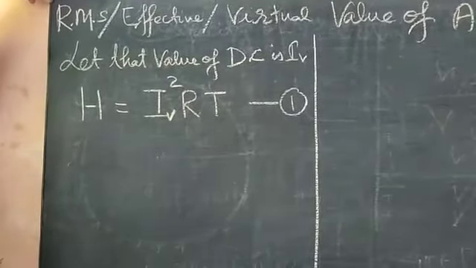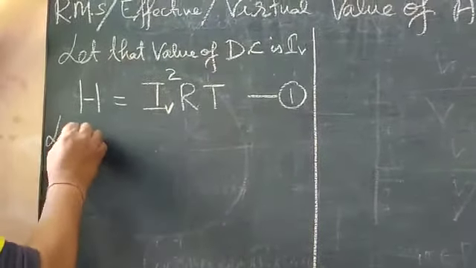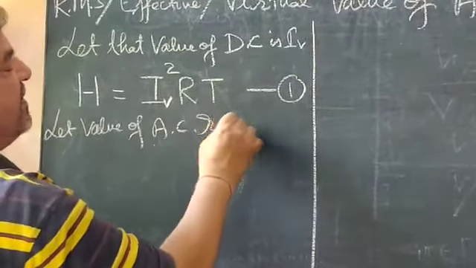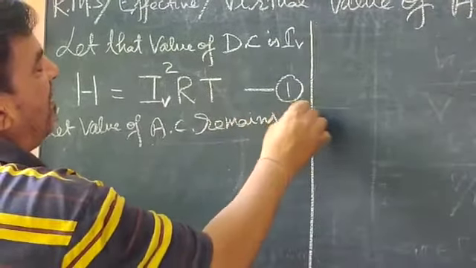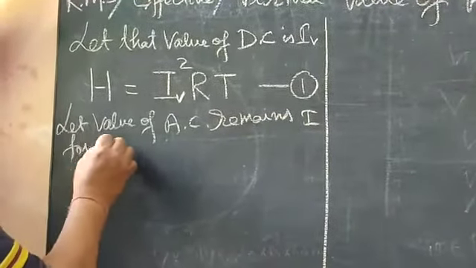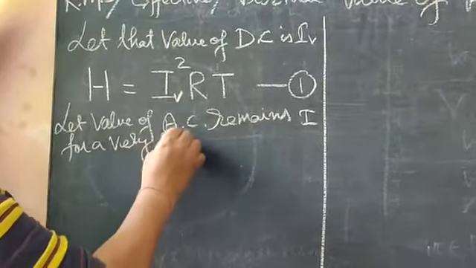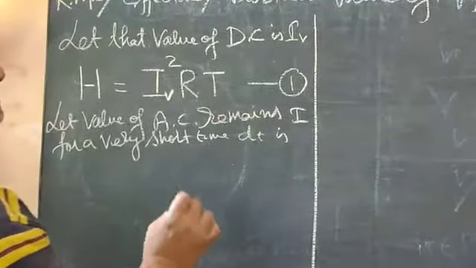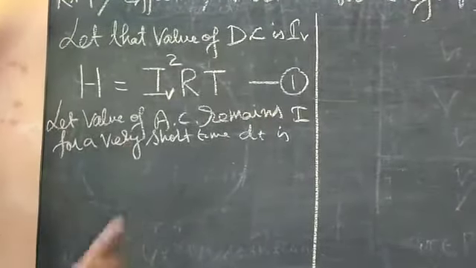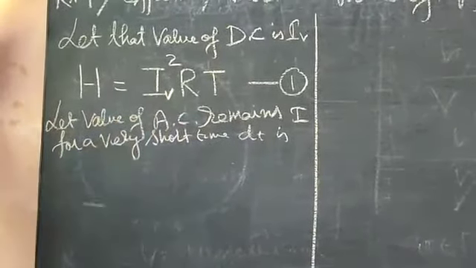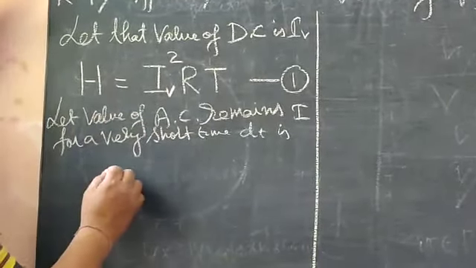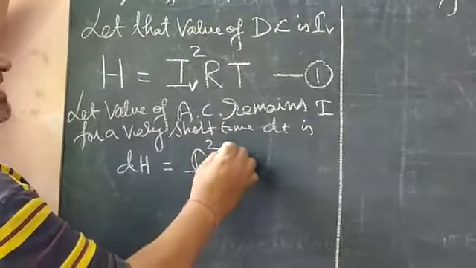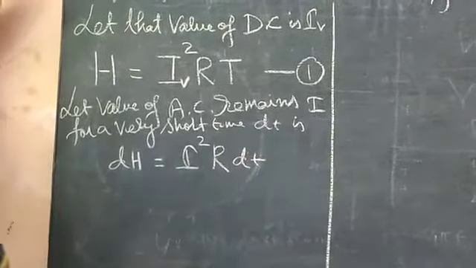Now, let the value of AC remain I for a very short time dt. Then in the same resistor, what amount of heat will be produced? So dH is equivalent to I square R dt.